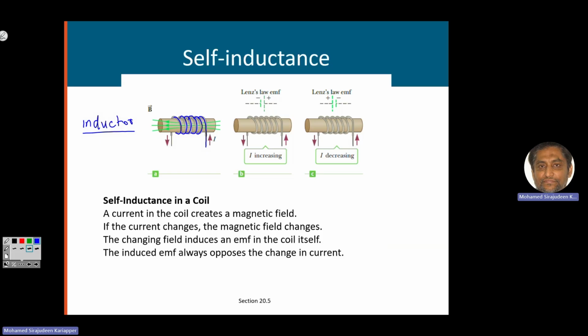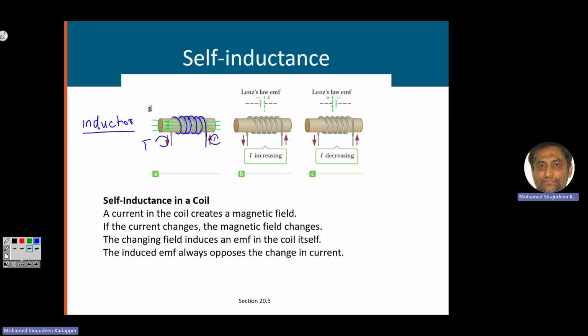Now the effect of inductance, self-inductance, is more pronounced when you have a coil like this, which we call an inductor. Let me explain that. Let's say there is such a coil, an inductor, and current is flowing through it. Let's say it's a steady current, say 10 amperes, always 10 amperes.